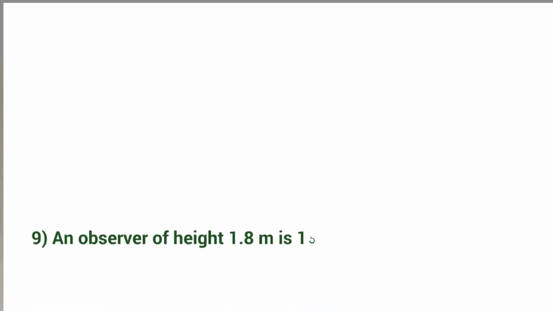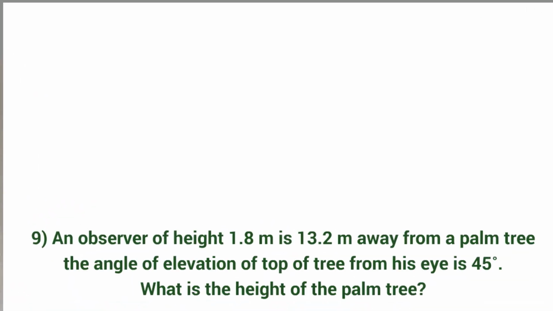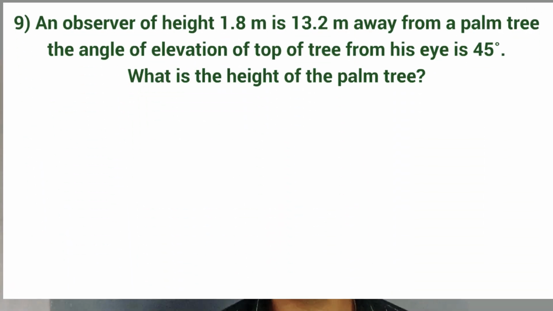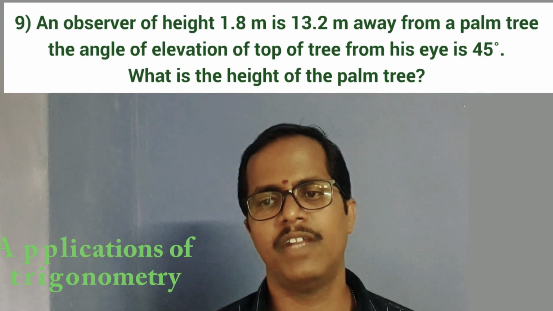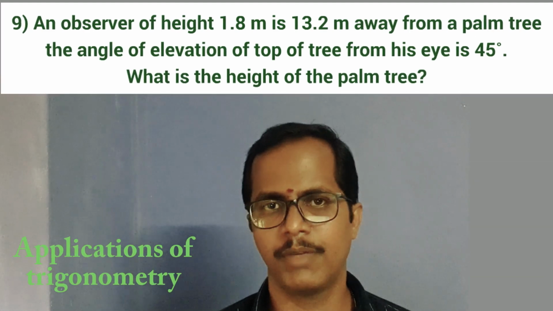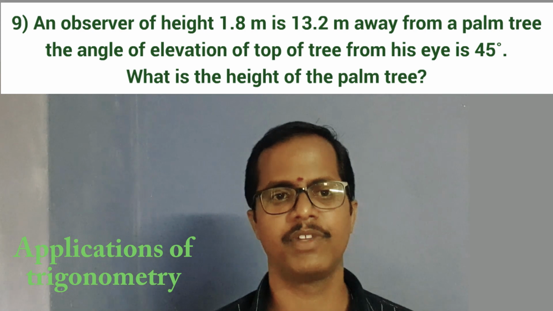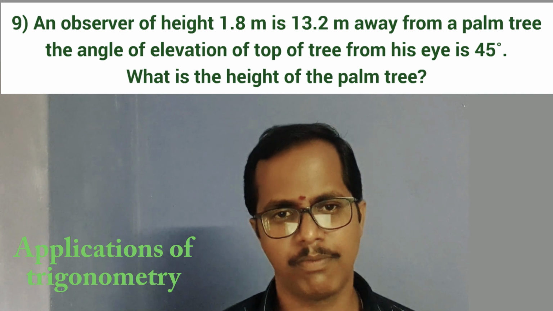An observer of height 1.8 meters is 13.2 meters away from a palm tree. The angle of elevation of the top of the tree from his eye is 45 degrees. What is the height of the palm tree?